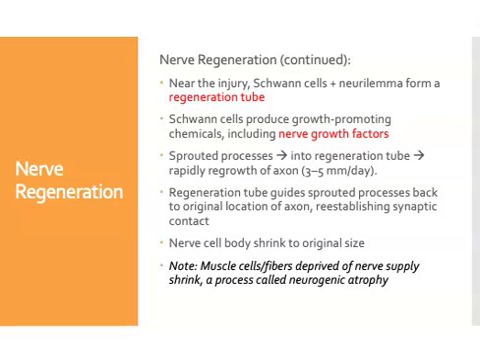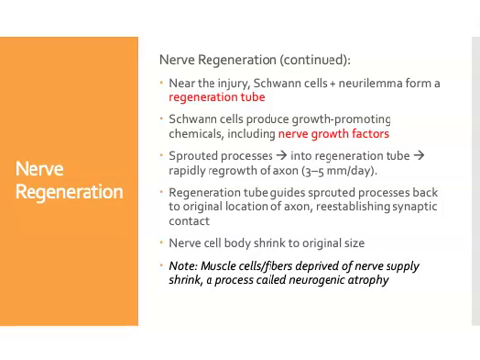Now, once those new sprouted processes have fully grown out and replaced the missing part of the axon, and once new synapses are established, the process is finished and the nerve cell body is going to shrink back down to its original size.